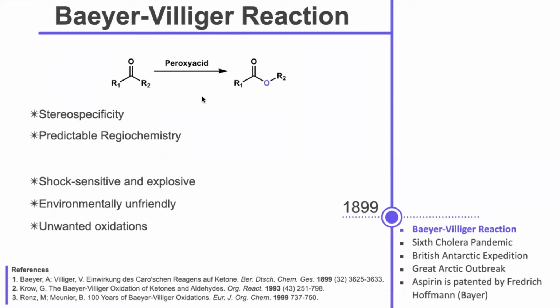Generally, this reaction consists of taking a ketone or a cyclic ketone, incubating it with a peroxy acid, and obtaining the ester. Over the years, this reaction was widely used and also improved, and it could be used with many substrates, not only ketones but also aldehydes. The two major features are the stereospecificity and the predictable regiochemistry. They also discovered that it can be used when there are functional groups present in the substrate.